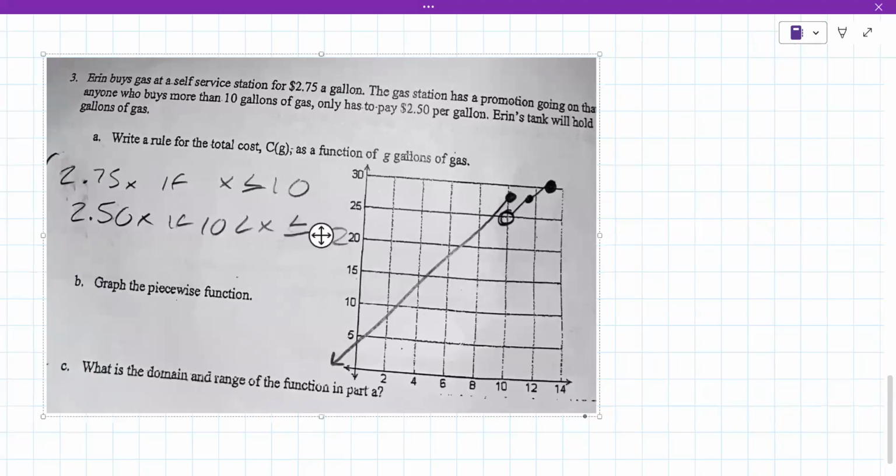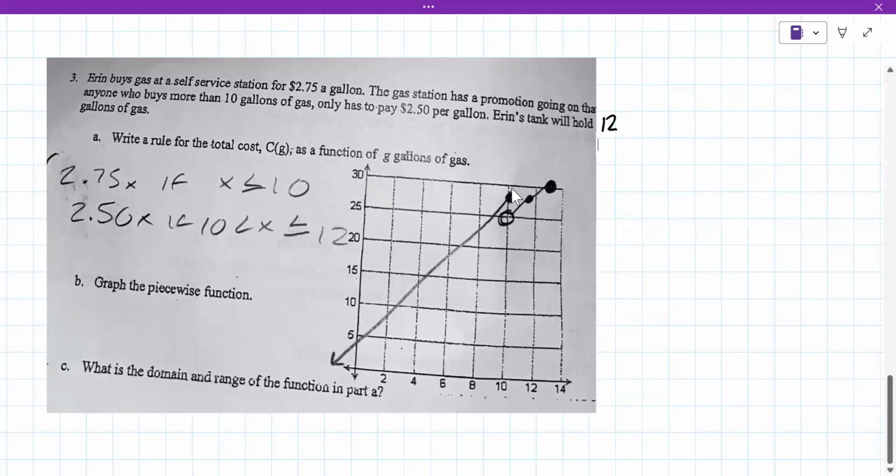All right. We'll hold 12 gallons of gas. Okay, so let's see here. Aaron buys gas for 2.75 a gallon. If he buys more than 10 gallons, that's only 2.50 a gallon. Okay. All right. So this first part is almost correct.